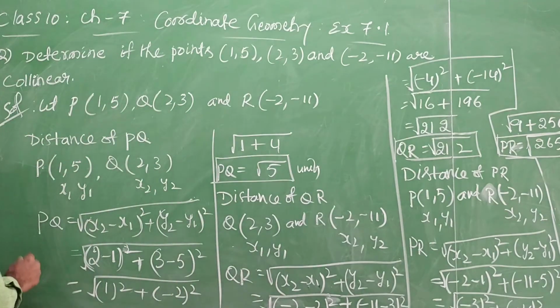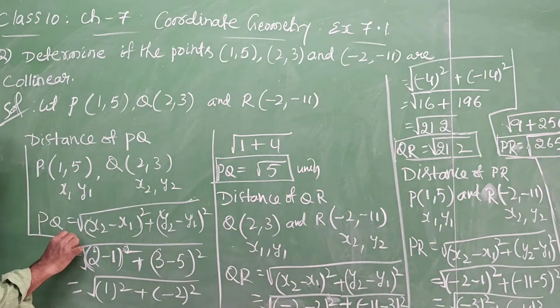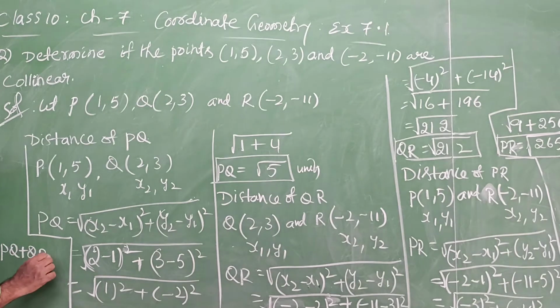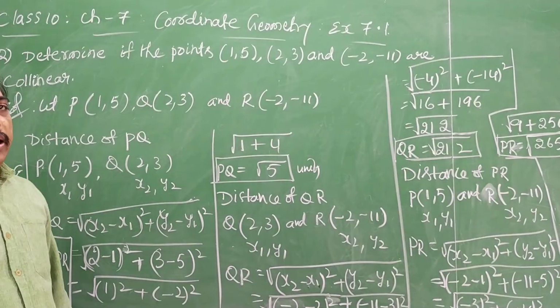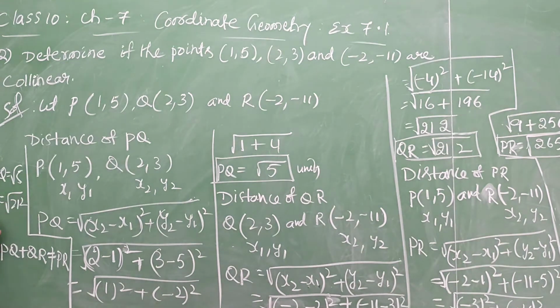Here I am writing, therefore PQ plus QR is not equal to PR. What is the PQ value we got? Root 5. The QR value we got as root 212 and PR as root 265. So if you add, is it possible to get PR? They are saying PQ plus QR is equal to PR, so it's not possible. That's why they are not collinear.